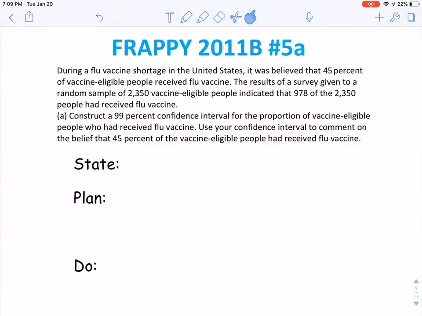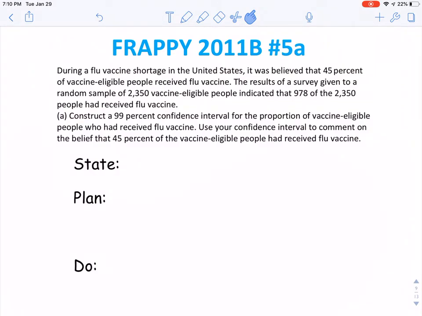Okay, so it says during a flu vaccine shortage in the United States, it was believed that 45% of vaccine eligible people received the flu vaccine. The results of a survey given to a random sample of 2,350 vaccine eligible people indicated that 978 of the 2,350 people had received the flu vaccine. Okay. Now, this is a legitimate free response question that was on the 2011 AP exam.